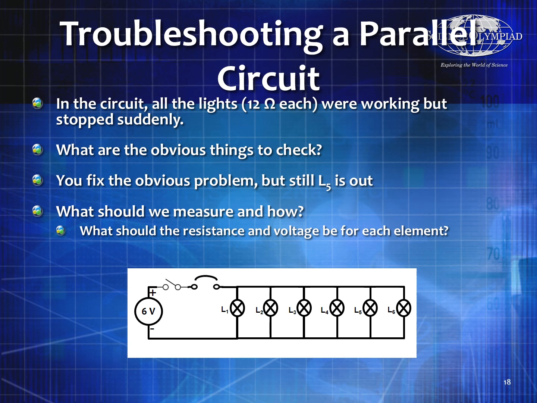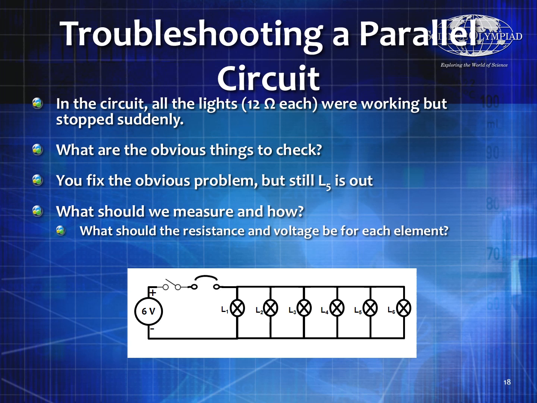So, what are the obvious things to check? Well, the first thing I'm going to check is, is it turned on? Because if it all went out, the switch could be open. The other thing is, I'm going to look at that fuse and make sure that it's working and not burnt out. Again, I'm going to make sure I still have a 6-volt battery there and that the battery didn't die on me. So I measure it, and the battery is giving me 6 volts.